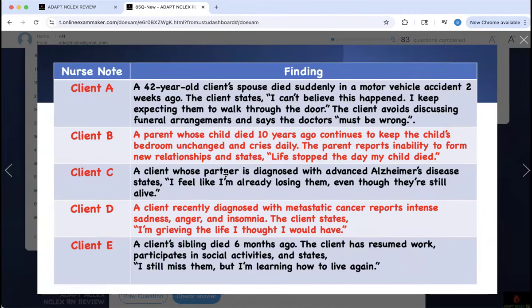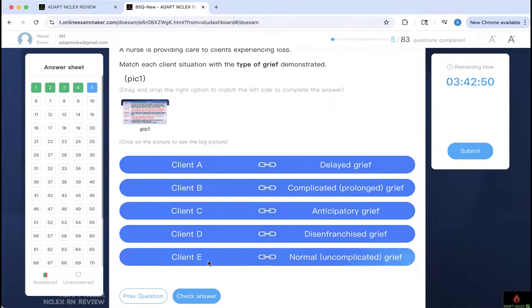It's been 6 months. That's the key. The client has returned to normal. She has grieved for 6 months, returned to normal activity, participating and stating, I still miss them, but I'm living my life. This is what we call normal, uncomplicated grief.